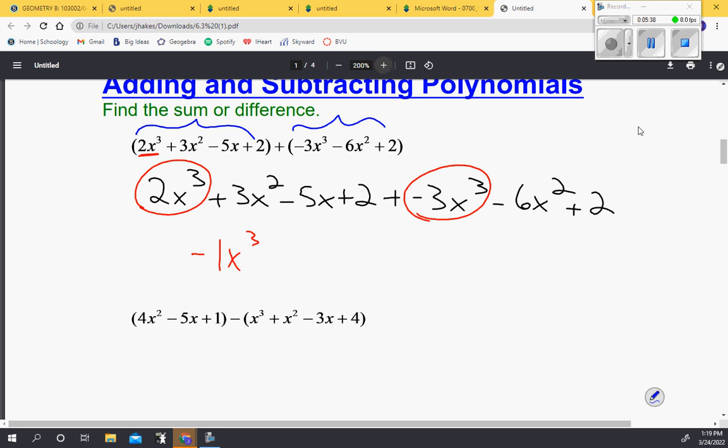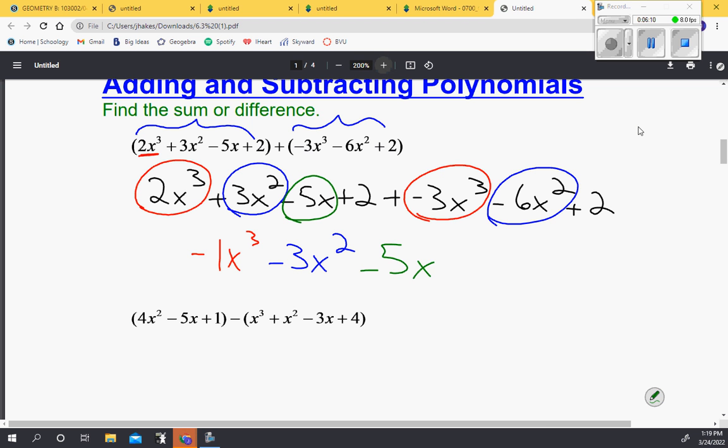And then I'm going to go to my next term. It's a 3x squared. Do I have another x squared? I do, it's right here with a negative 6x squared. A 3 and a negative 6 make a negative 3x squared. Next, I'm going to go to this 5x. It's a negative 5x. Do I have another x anywhere? I don't. So that just gets written down below. And then finally, my like terms 2 and 2 make a positive 4.